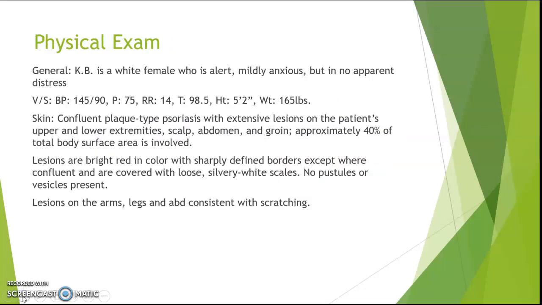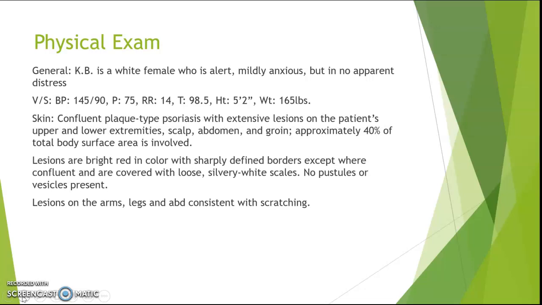The physical exam reveals the following findings. General. KB is a white female who is alert, mildly anxious, but in no apparent distress. Her vital signs are as follows. Blood pressure is 145/90. Her pulse is 75, respiratory rate is 14, temperature is 98.5, her height is 5'2", and she weighs 165 pounds. Her skin has confluent plaque-type psoriasis with extensive lesions on the patient's upper and lower extremities, scalp, abdomen, and groin. Approximately 40% of total body surface area is involved.